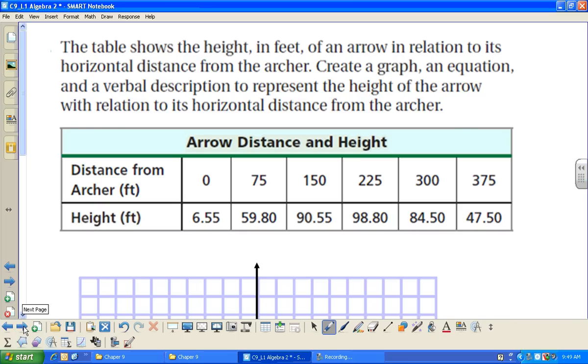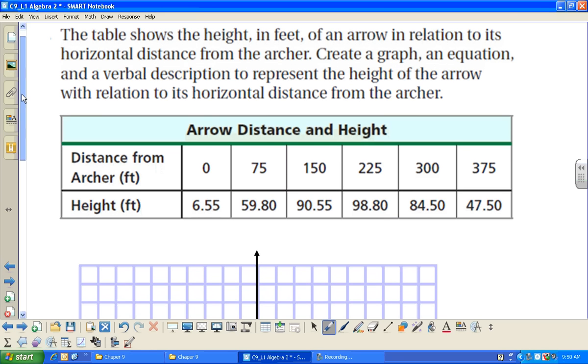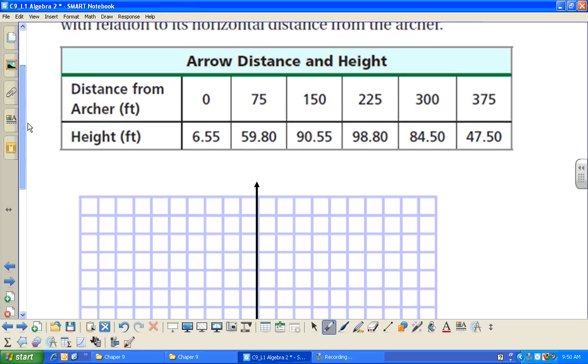The table shows the height in feet of an arrow in relation to its horizontal distance from an archer. Create a graph, an equation, and a verbal description to represent the height of the arrow with relation to its horizontal distance from the archer. We're not going to write an equation, but we are going to graph and write a verbal description.